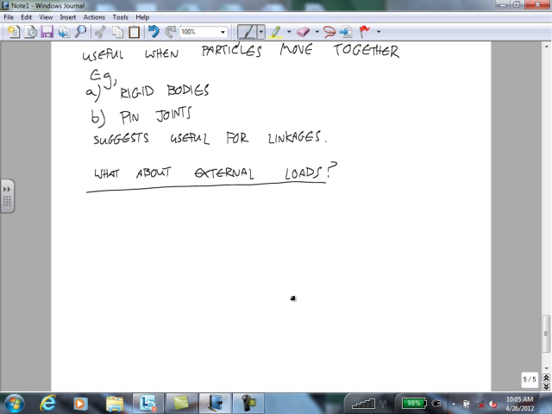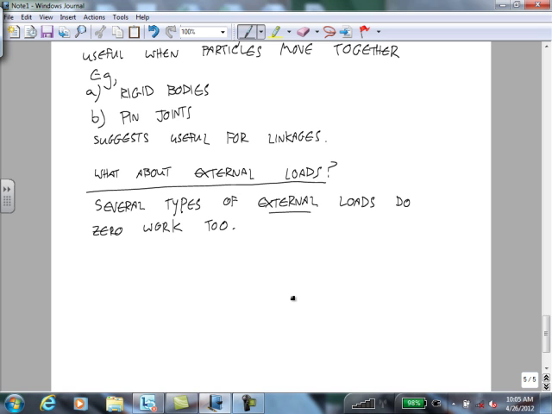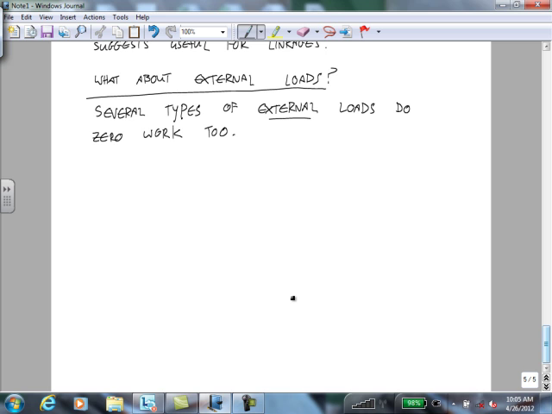So several types of external loads do zero work too. So first of all, based on that definition of an increment of work, it's equal to a force times an increment in change in position. So first, if a particle doesn't move, no matter what the load is, there's no work done, right?